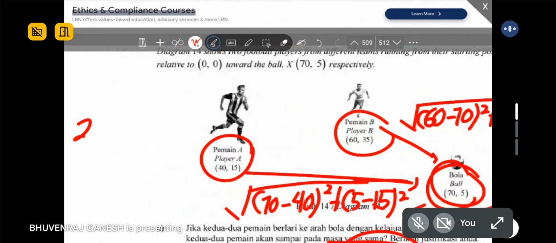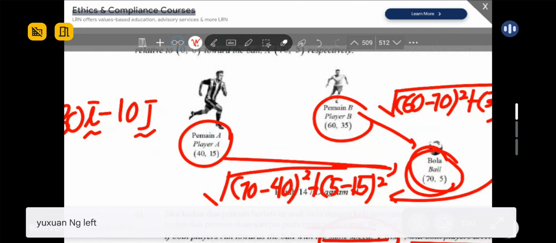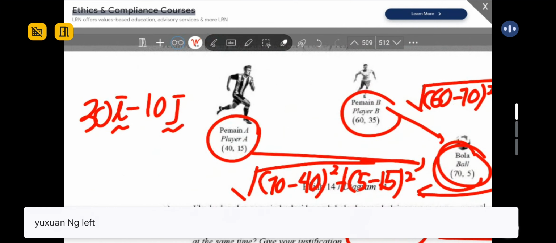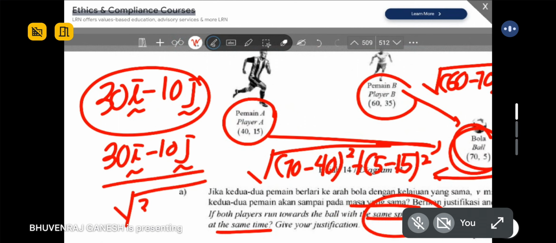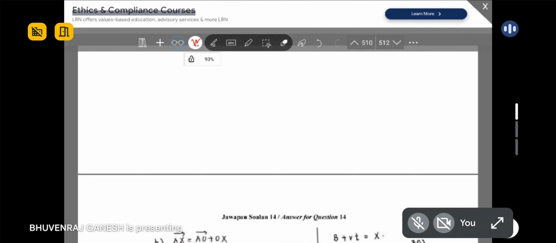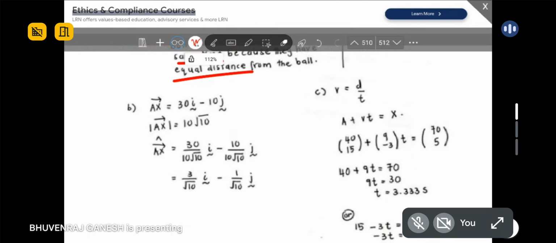Very simple. So for player A, the vector is going to be 30i minus 10j, because it's going down, ke bawah. Okay, so you guys can find the unit vector, right? Do you all still remember how to find the unit vector? It is the vector over its magnitude. Am I right? So you just find the magnitude of this one. So this is your answer lah, guys. You can simplify, permudahkan, then you will get the final answer. Okay, so the answer is this one.